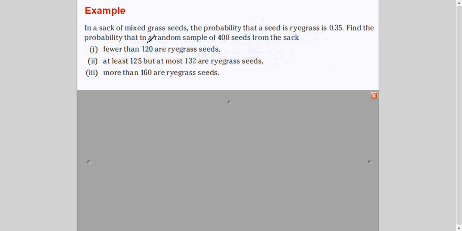Mixed grass seeds, probability that a seed is ryegrass is 0.35. So there are different grass seeds. They are talking about this type of grass seed being 0.35, meaning 35%. Find the probability that in a random sample of 400 seeds from the sack, fewer than 120 are ryegrass seed.